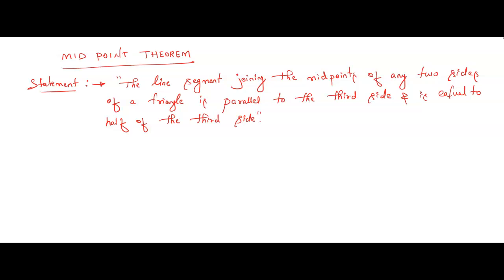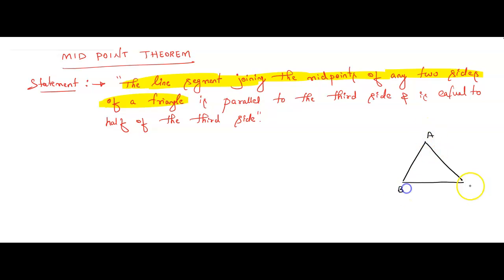First, let me understand the given statement. What is the statement of the midpoint theorem? The line segment joining the midpoints of any two sides of a triangle. Let me draw this. Let me draw one triangle. I am going to name this triangle as ABC.